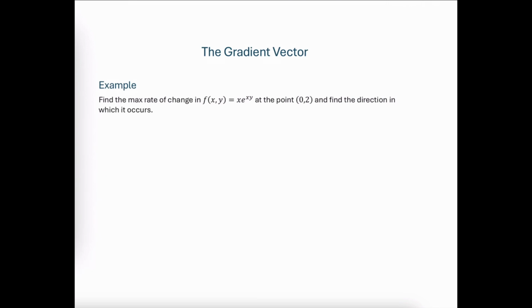Find the max rate of change in the surface function x times e to the xy at the point (0, 2) and find the direction in which it occurs. When we're asked to find the maximum rate of change in a surface, that is going to occur in the direction of the gradient vector.